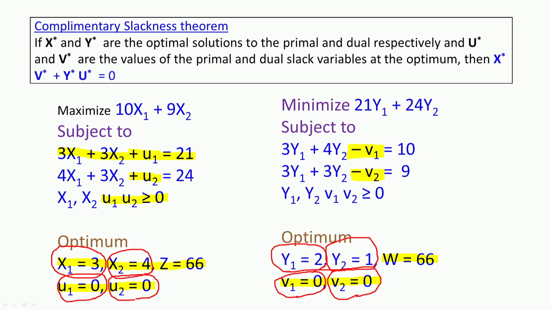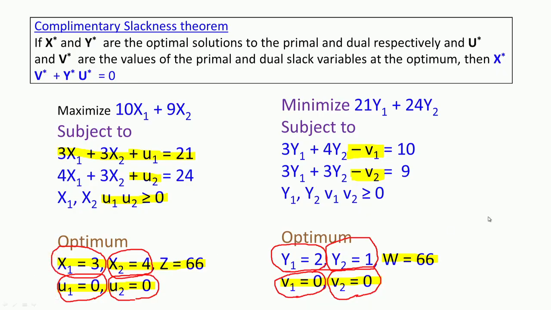So, when the optimum solution to the primal satisfies one of the inequalities as an equation, it means that the corresponding slack variable is 0, and when the corresponding slack variable is 0, the corresponding decision variable in the dual will become basic. We can observe that from this example, in addition to understanding that the complementary slackness conditions have been satisfied.